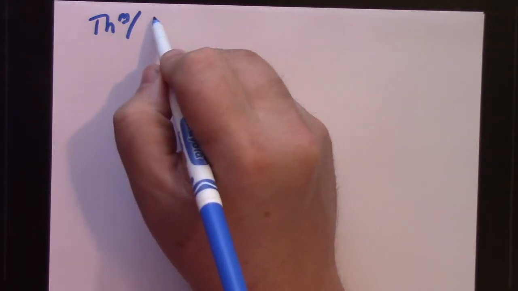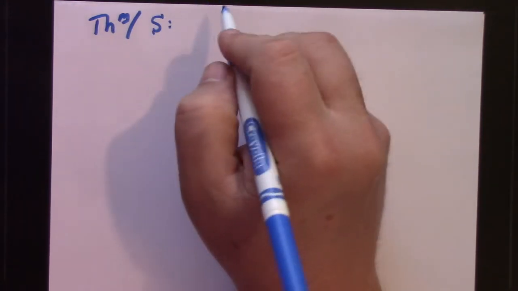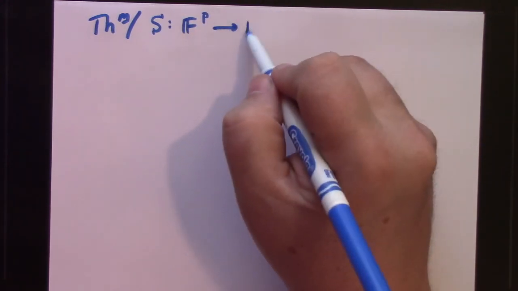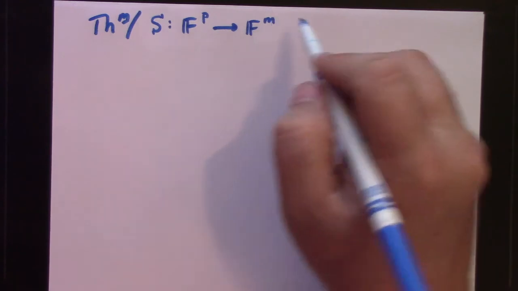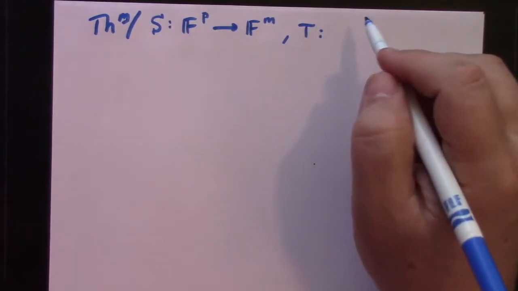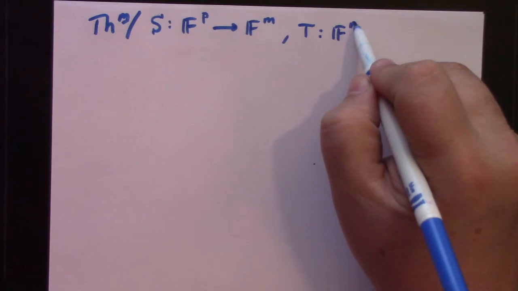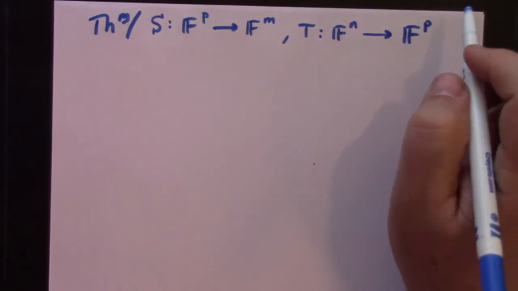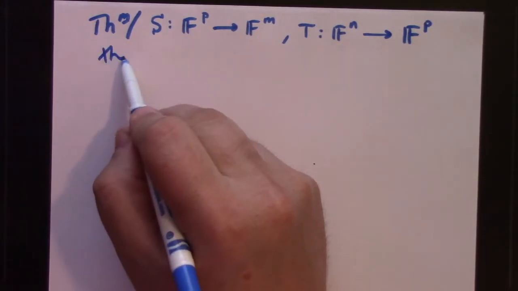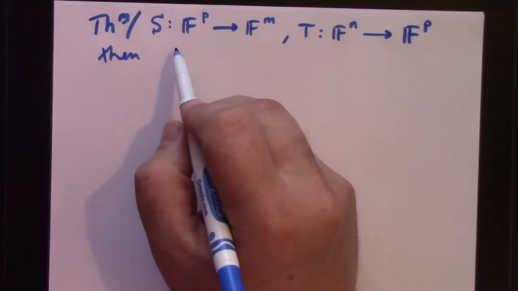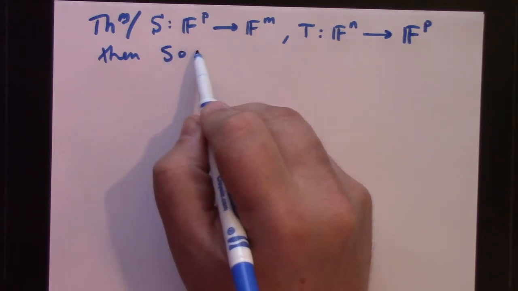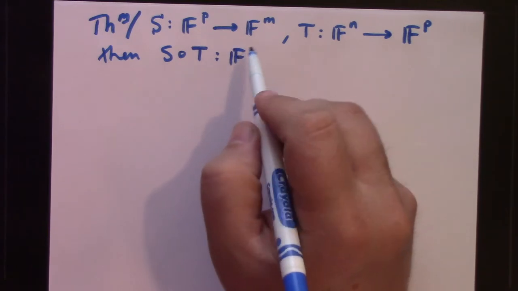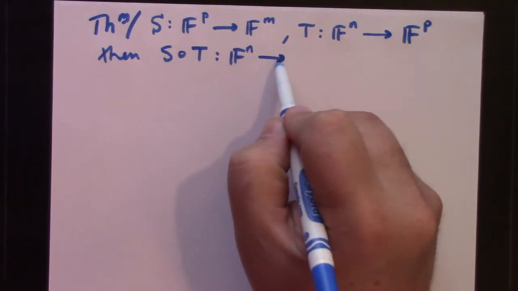If we have S, a linear transformation from Fp to Fm, and if we have T, a linear transformation from Fn to Fp, so I can compose these, right? Then, I had to pick a different marker. This marker is way too fat. Let's see. S composed with T is a linear transformation from Fn to Fm.